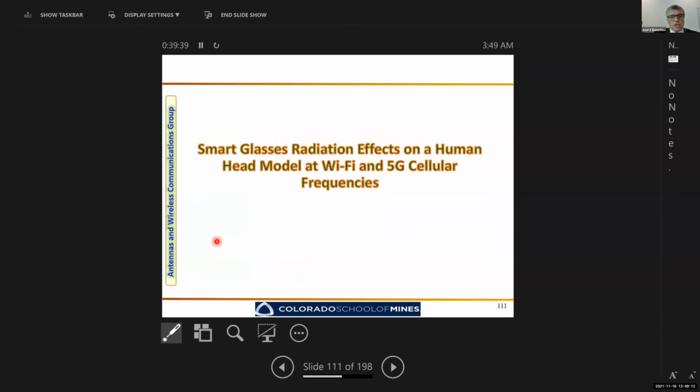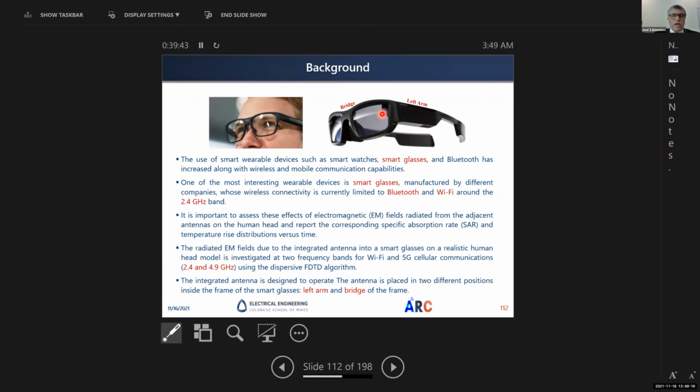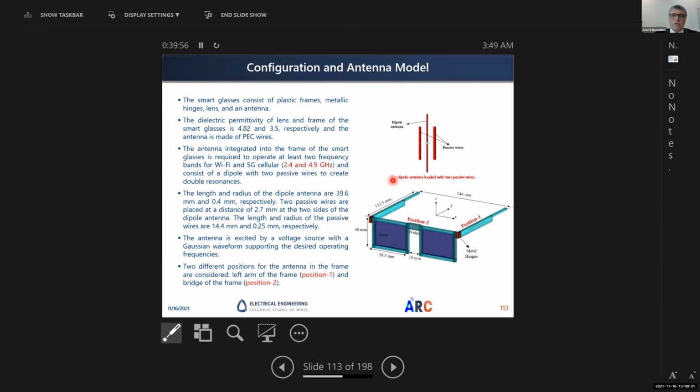In addition, another application is that most of the smart glasses right now are going to have antennas. So why don't we try to mimic these smart glasses also and put an antenna here on the bridge area or in the side arm and see the effect of those antennas on a human head. So we had glasses like this in which we simulated every piece of it, the arm, the frame, the lens, and even the metal hinges here.